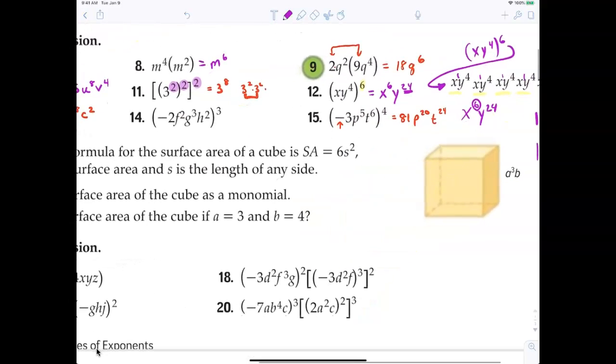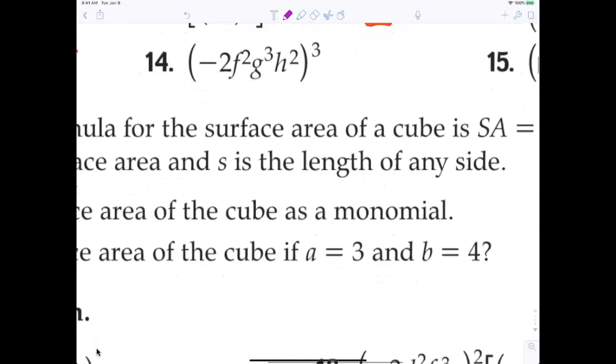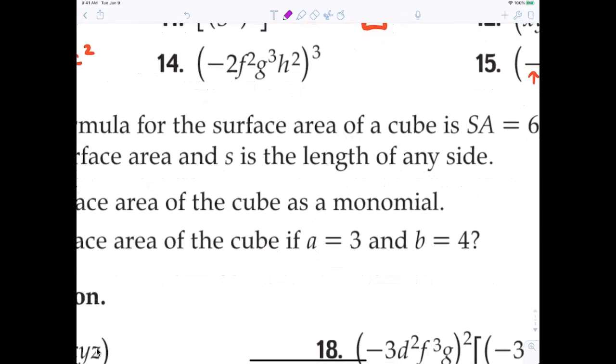After 12, 14. Carter, you're up. 14. What's negative 2 times negative 2 times negative 2? No. Negative 8. F to the what power? F to the 6th. G to the what? H to the what?